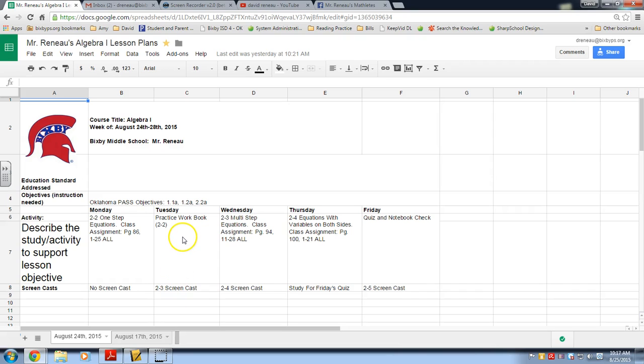For example, on Tuesday, the students in Algebra 1 would work out of their practice workbook, and that night they would watch 2-3 screencasts, and then the next day we will do 2-3 in class together. Most Fridays we will have a quiz, and that's when I will be checking their screencast notebooks as well.